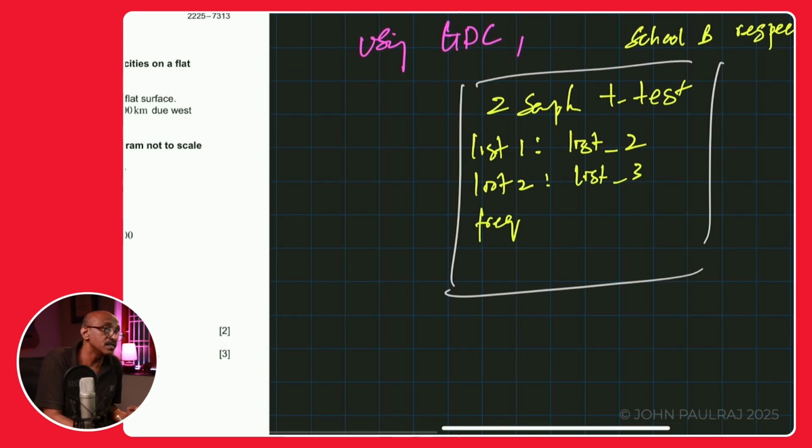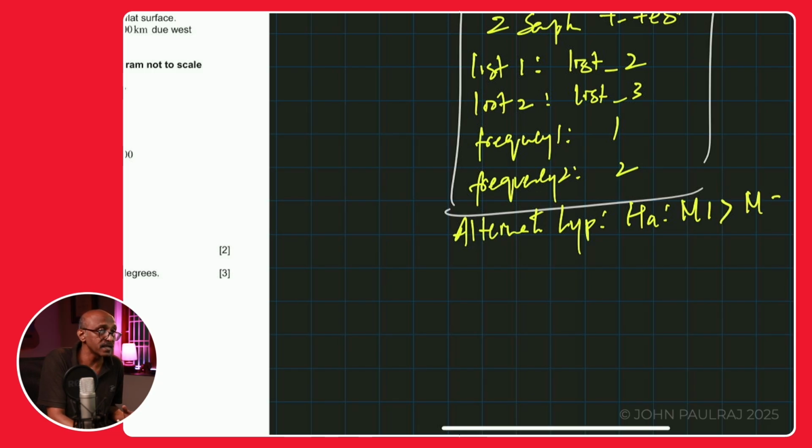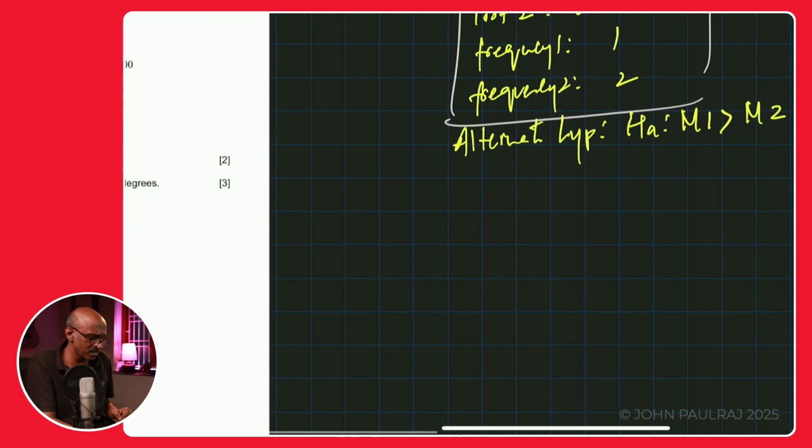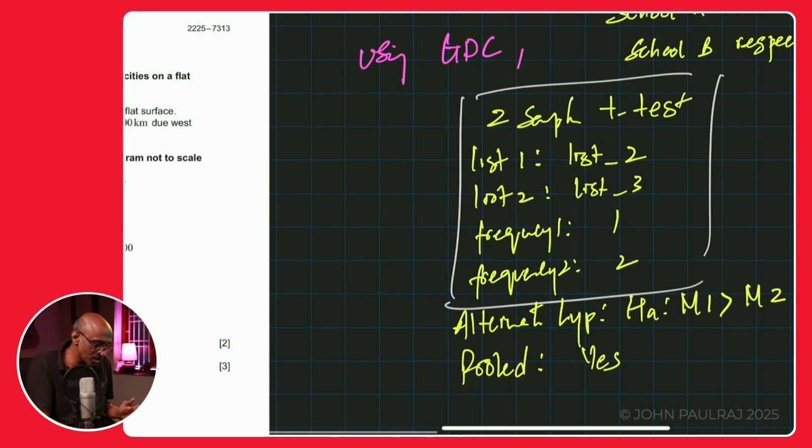Frequency 1 is 1, frequency 2 is 2, alternate hypothesis is HA, and you can see we use H1. I think in schools in the US, even if you're doing something like AP statistics, HA is alternate, but that's all right. Pooled, we say yes. And what else is there? Is there anything else here? I don't think we need that first column. Okay, so this much is enough for using GDC.